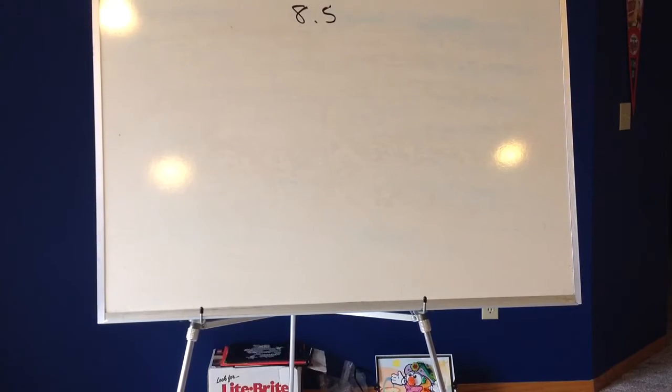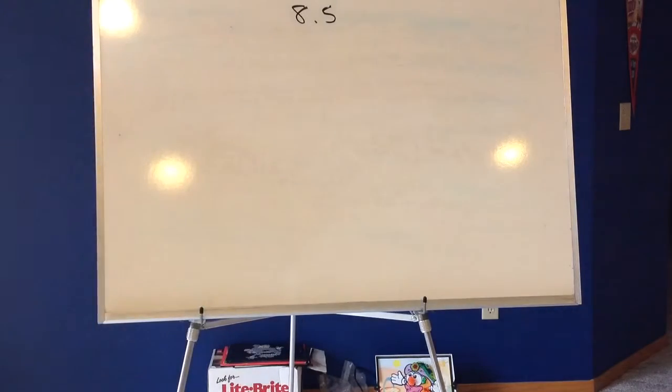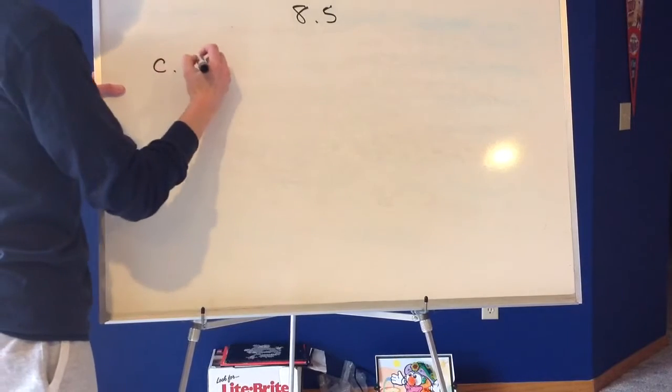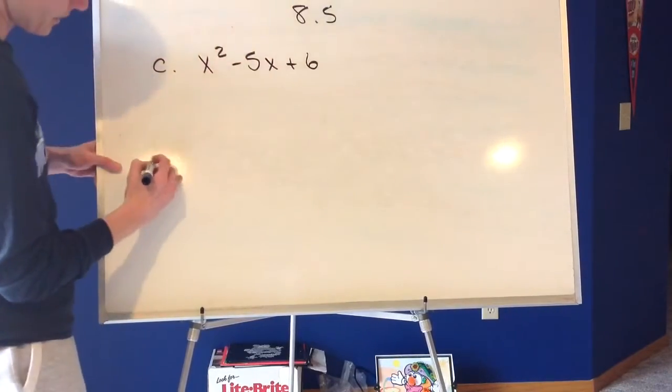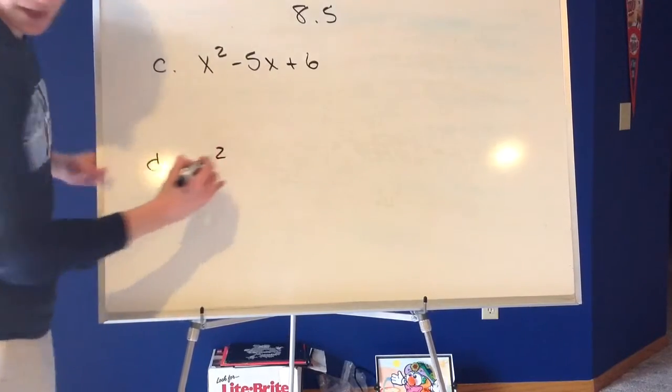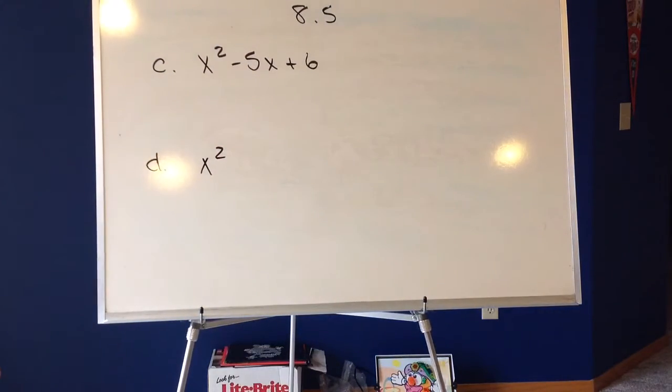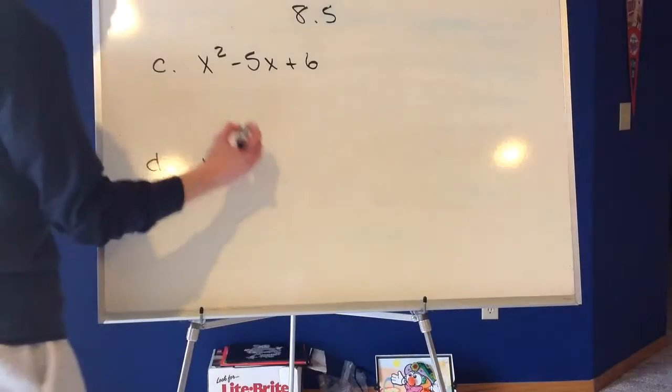So for C and D, what I'm going to have you do is change the middle term from a positive to a negative. So for C, it would be x squared minus 5x plus 6. And for D, it's going to end up being x squared minus 6x plus 8.